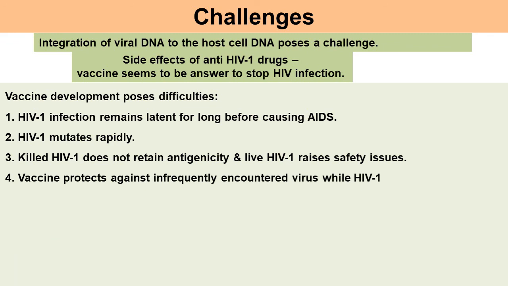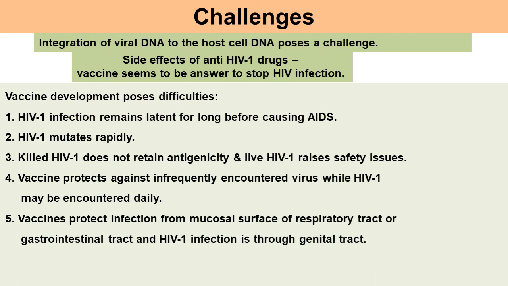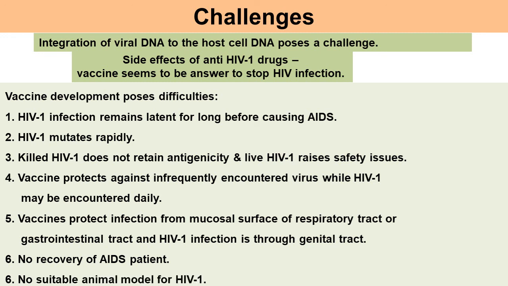Vaccines protect against infrequently encountered viruses, while HIV may be encountered daily. Vaccines protect against infection from the mucosal surface of the respiratory tract or gastrointestinal tract, while HIV infection is through the genital tract. Usually vaccines are given to protect from re-encounter of the same pathogens. In the case of AIDS, usually there is no recovery of the patients. To study the efficacy of any vaccine, animal models are used, but there is no suitable animal model for HIV.